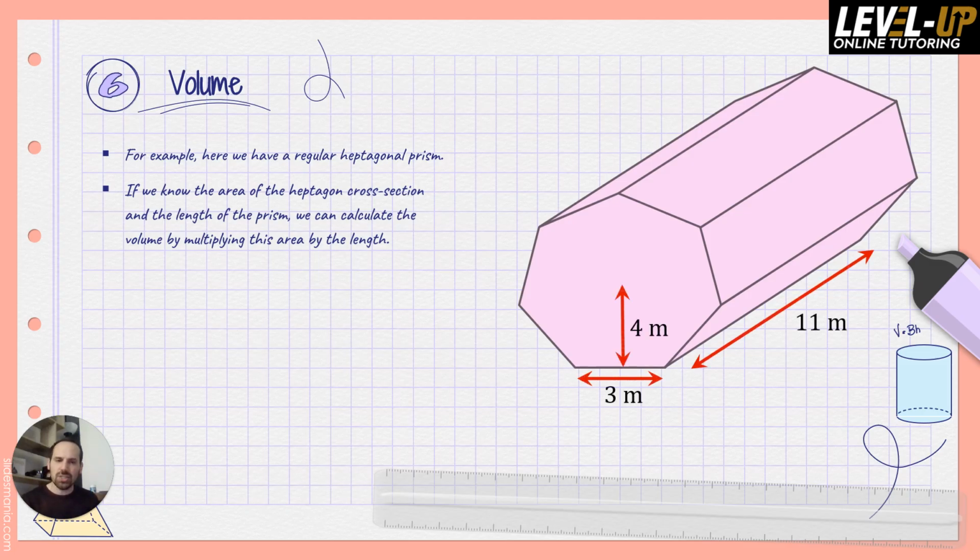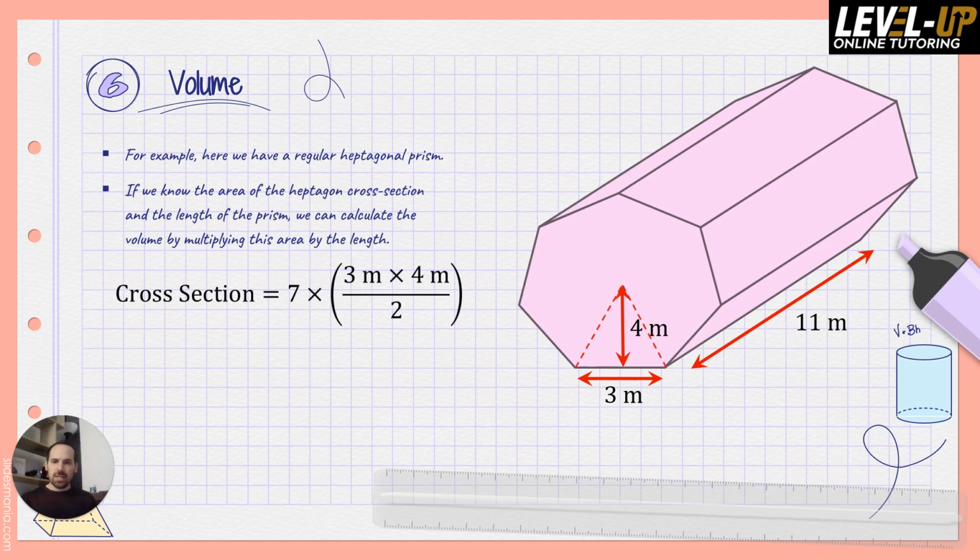If we have the appropriate information like this, we can calculate the area of that polygon. It's what is sometimes known as the cross section. If you imagine chopping vertically down at any point, you're going to get the same heptagonal shape. That's what's known as the cross section. So you see that triangle is going to be 3 times 4 divided by 2. We've got 7 of them making up the heptagonal face, so that cross-sectional area is going to be equal to this. And then we're taking that area and pushing it through into the third dimension.